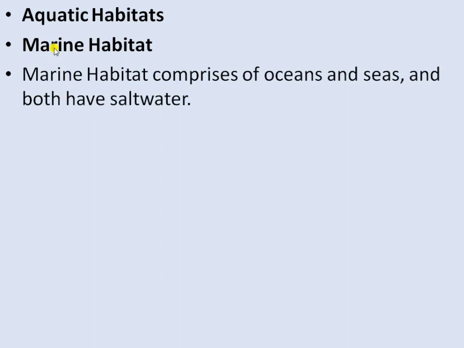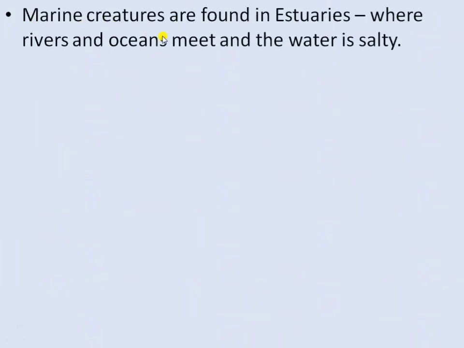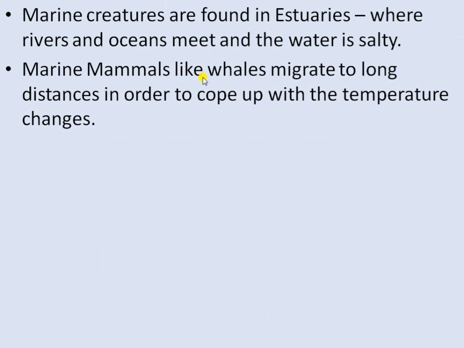In aquatic habitat, the marine habitat comprises oceans and seas, and both have salt water. They are home to a wide variety of creatures, and most of the fish population is found here. Next, marine creatures are found in estuaries, where the river and oceans meet and the water is salty. Marine mammals like whales migrate long distances in order to cope with temperature changes. There are several aquatic plants and aquatic animals which adapt to their aquatic habitat.